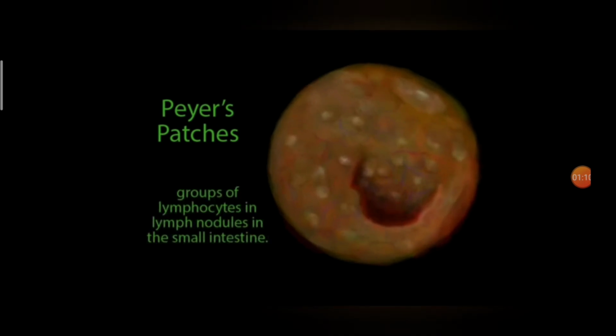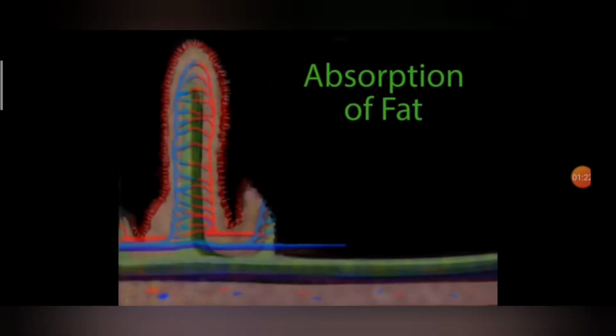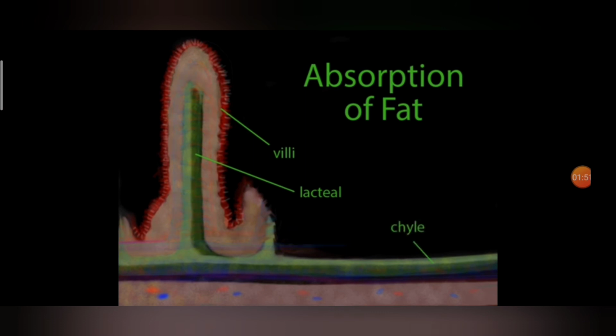Next, Peyer's patches. They are groups of lymphocytes in lymph nodules in the small intestine. They are meant for absorption of fat through the vessel known as lacteal. The villi in the intestine are meant for all the absorptions. The lacteal is responsible for absorption of fat.